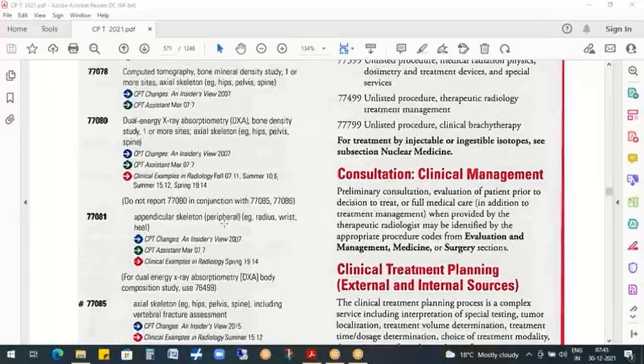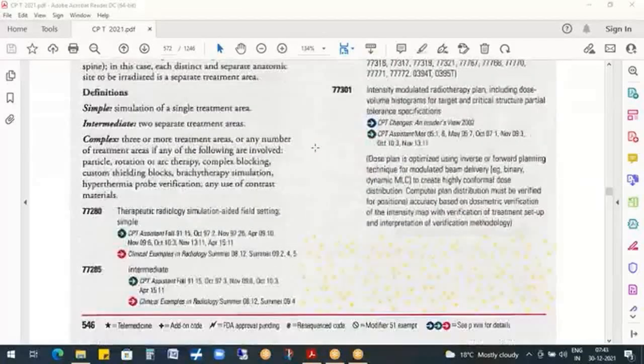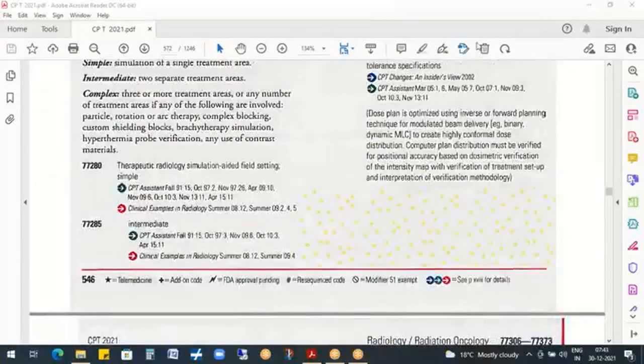Yes. Okay. Next, make a heading: radiation oncology. Again, take the flow chart. In one or two papers, we can learn the radiology chapter.